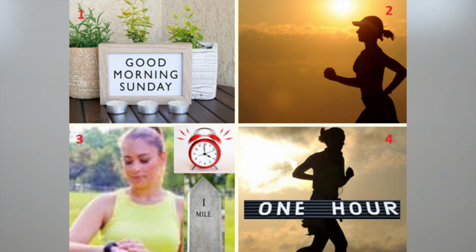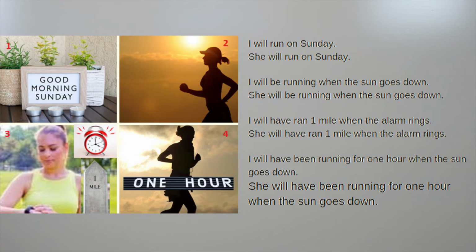In the first picture, writing with the verb run, in the simple future, your sentence would say, I will run on Sunday. You would also say, she will run on Sunday. In the second picture, writing in the future continuous, your sentence will say, I will be running when the sun goes down. Or, she will be running when the sun goes down.